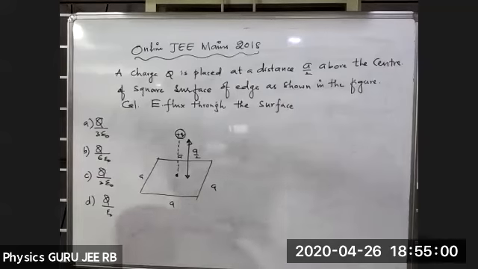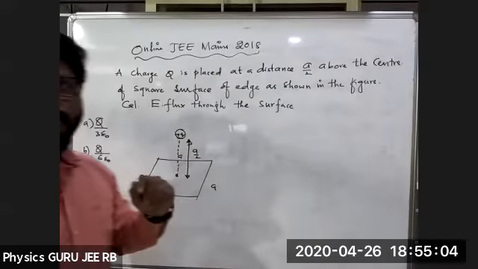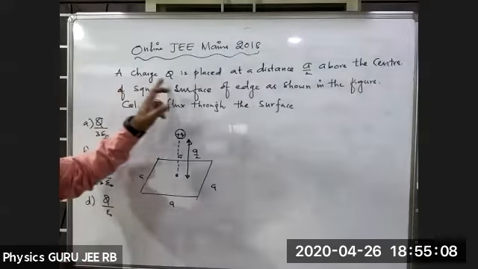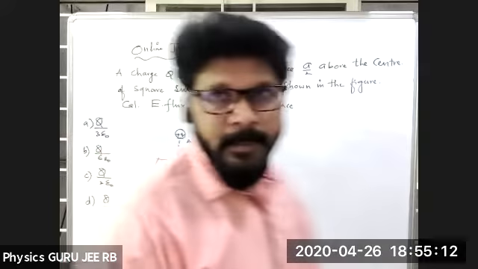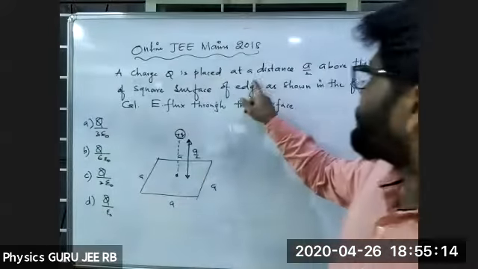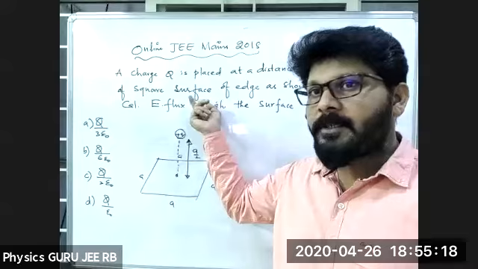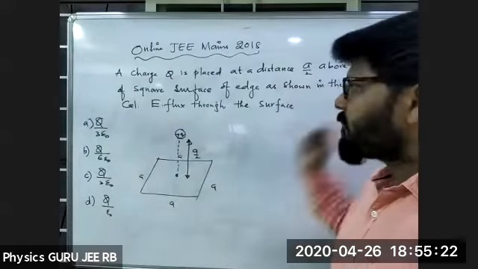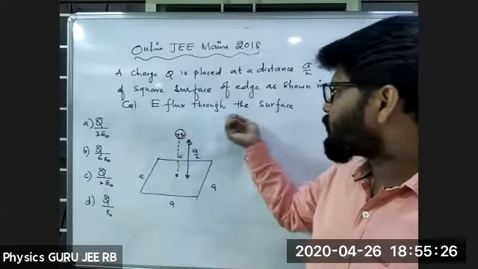Okay. Let us see, which is given in online JEE Mains 2018 question. Just now what we discussed. A charge Q is placed at a distance A by 2 above the center of a square surface of edge A, as shown in the figure. Calculate the electric flux through the surface.